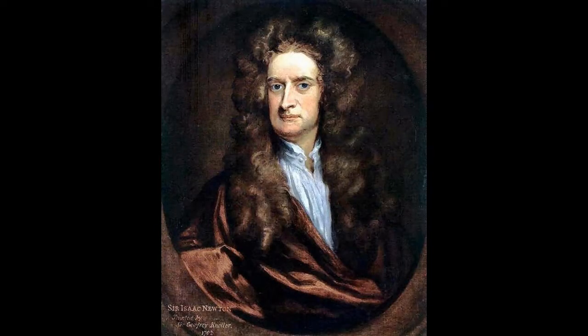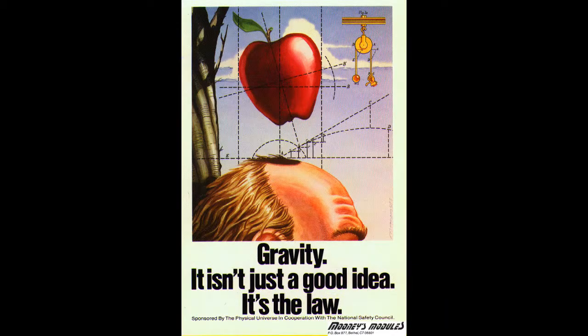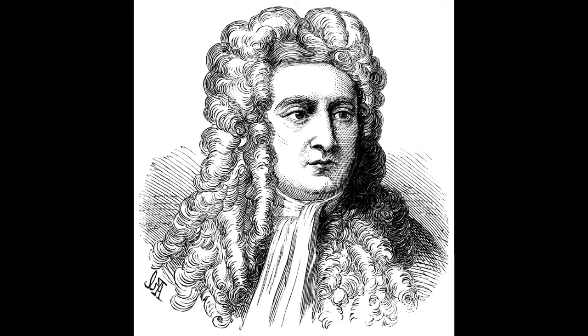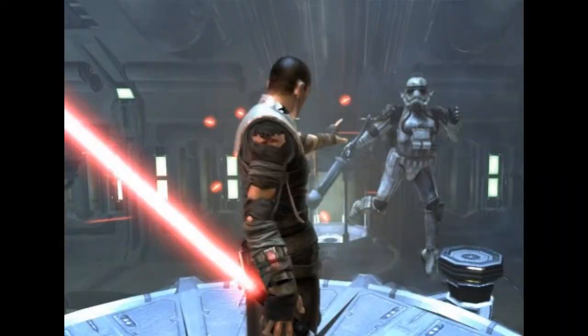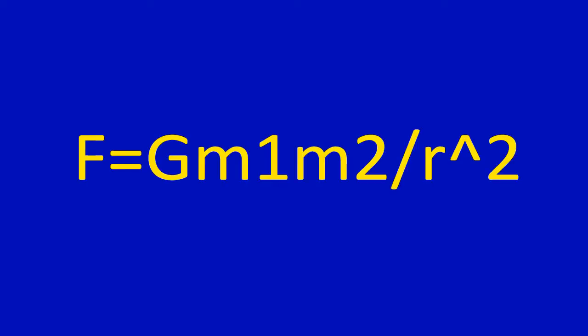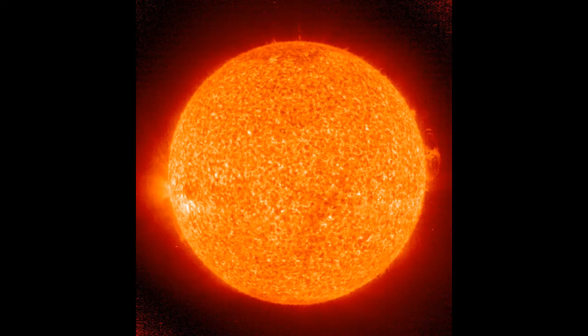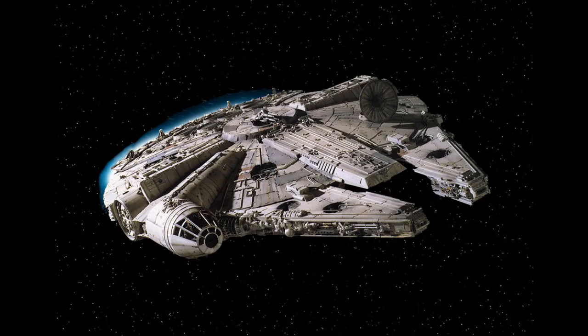Story time. One day, a young man named Sir Isaac Newton was sitting under a tree. Then an apple fell and conked him right on the head. This made him realize something and would lead him to make one of the most important scientific discoveries of all time. Gravity. Newton described gravity as a force that attracts all things that have mass. His famous formula, F equals G m1 m2 divided by r squared, has been used for hundreds of years to describe the orbits of planets around the sun and the trajectories of things like spaceships.